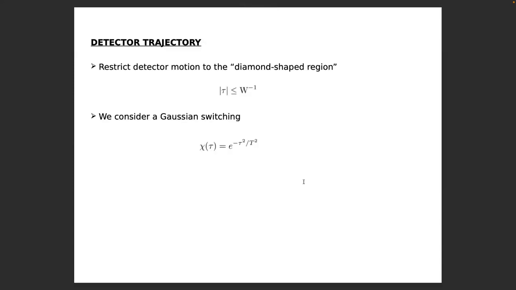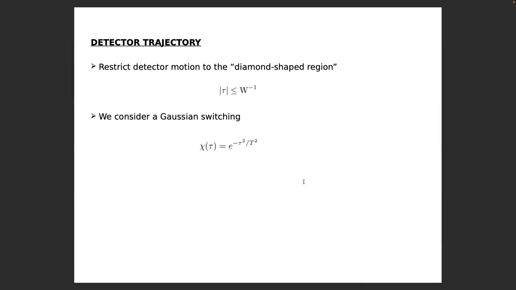Okay, so briefly mentioned, for that reason, the trajectory that we choose for the detector is a trajectory that never goes near the Cauchy horizons and is always placed in the region where we are safe of these time machines. And then we consider a Gaussian switching of the detector in terms of this T.